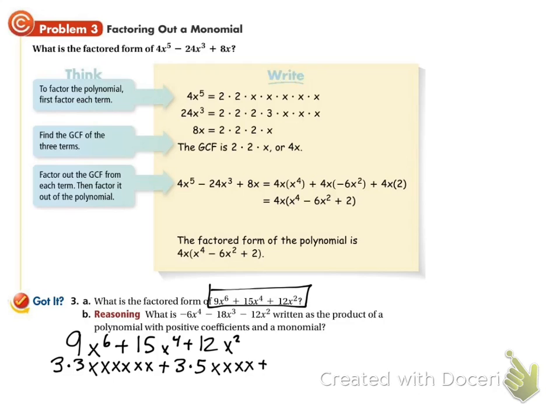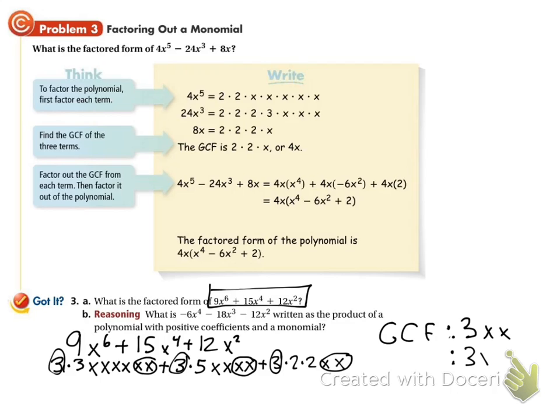Then we've got to split up 12. Well, 12 is 3 times 4. But 4 is not a prime number. I can split 4 up so that it's 2 times 2. So 3 times 2 times 2 is 12. And an x and an x. So what can I take from each of those? Well, I can take 3 from each one. And I can take 2 x's. So our GCF is 3xx, which, if we simplify, is 3x squared.